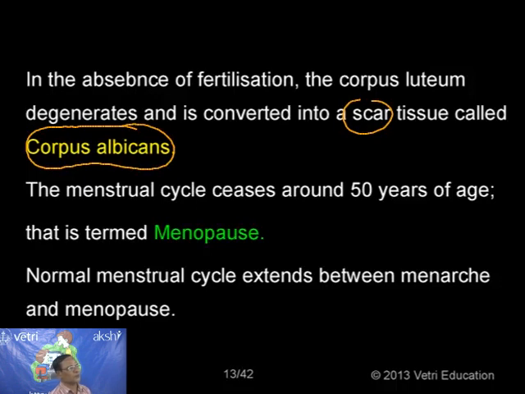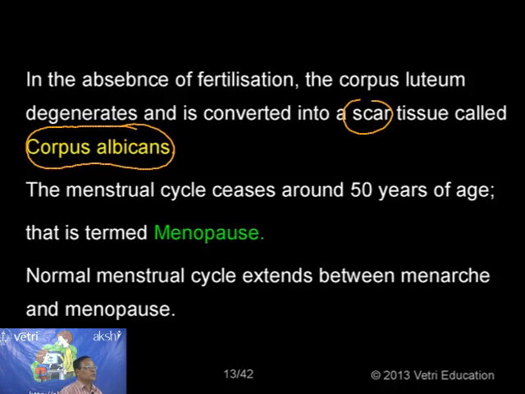So the corpus luteum is a functional structure, a transitory endocrine gland secreting the hormone progesterone. When it is non-functional, it is called corpus albicans. This happens only when there is no pregnancy. The corpus luteum degenerates and is left as a scar tissue, namely corpus albicans. Soon it is absorbed by the ovary.